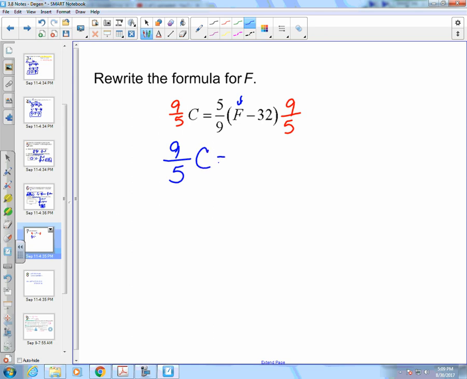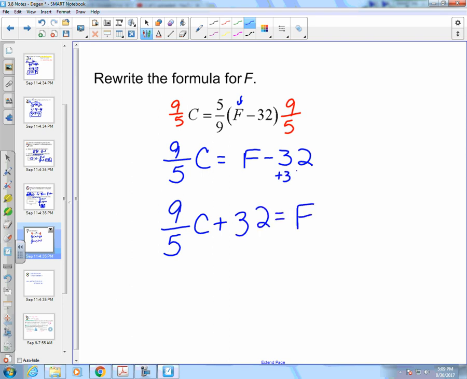9/5 times C equals F minus 32. Now all I have to do is add 32 to both sides. 9/5 C plus 32 equals F. Because we're adding 32 on this side and we're adding 32 on this side. We just changed this into an equation where if I know what Celsius is, I can find Fahrenheit. Before, it was if I knew Fahrenheit, I could find Celsius.